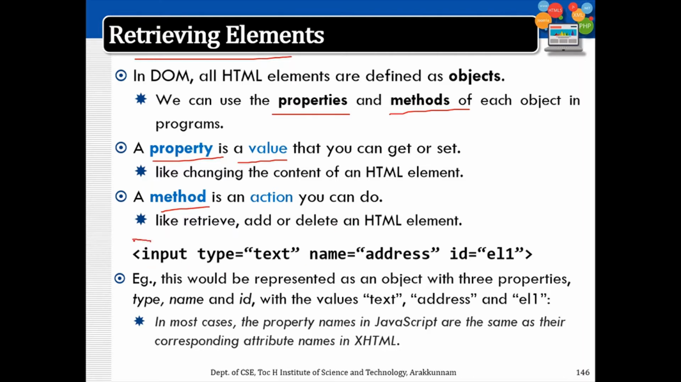For example, suppose that we have an input element, input type is equal to text. So this is a text box, and the name of the text box is address and ID is equal to element1, EL1. So this can be represented as an object with three properties: the type property, name property, and the ID property, with values text, address, and EL1 respectively. In most cases, the property names of tags are the same as the corresponding attribute names.